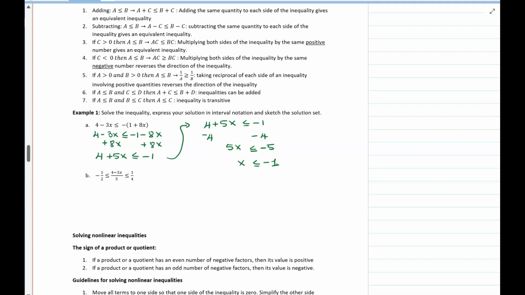So now, let's start with sketching the solution set. On a number line, here's your negative 1. We want the value of x to be less than or equal to negative 1. We include the value of negative 1 and everything before that. So that is the solution set when you sketch it. In interval notation, everything up to and including negative 1 is the solution of the inequality.